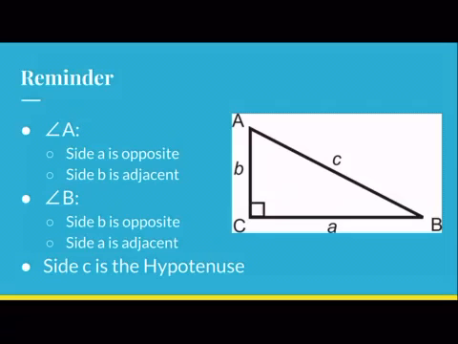As a reminder, remember we talked about this, our opposite side is always going to be the side opposite the angle we're talking about. So in this case, angle A, the opposite side is going to be lowercase a, and the adjacent side to angle A, capital A, is going to be lowercase b, which is right next to it. And then lowercase c will be our hypotenuse.